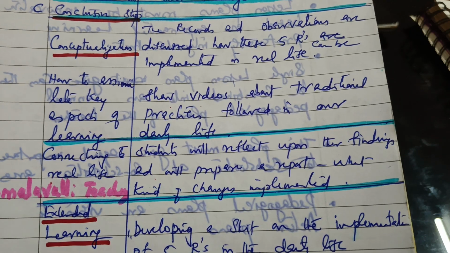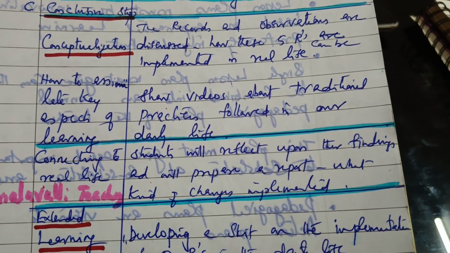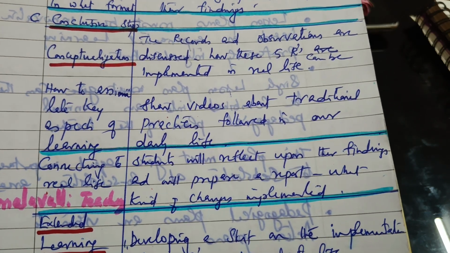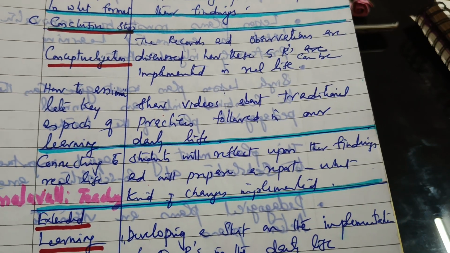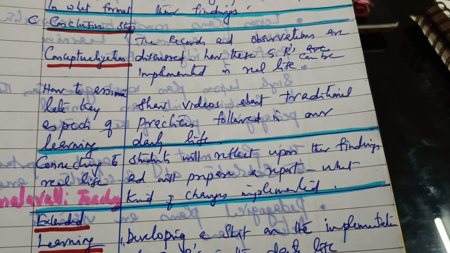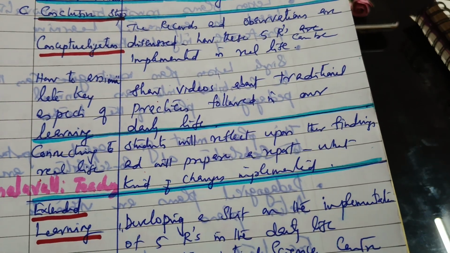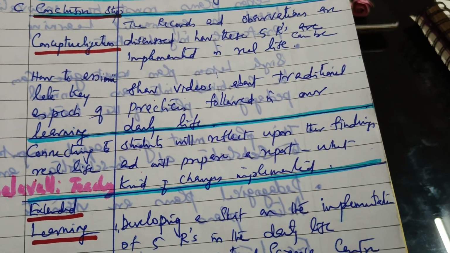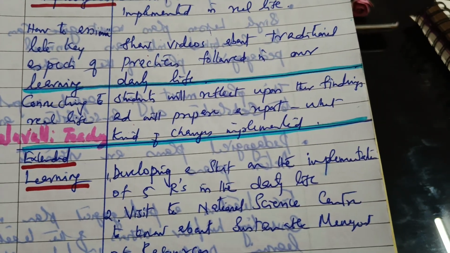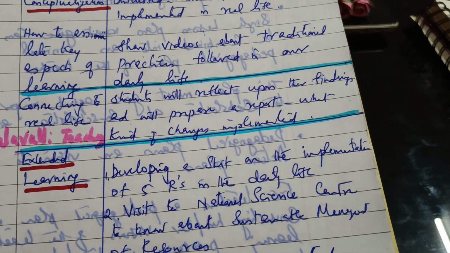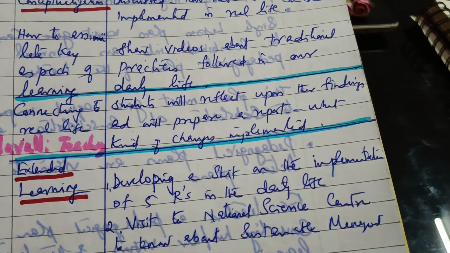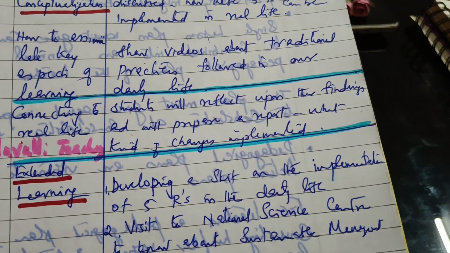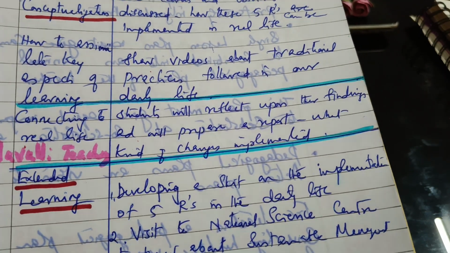So here, what were the traditional people doing about the waste products? Show videos about traditional practices followed in our daily life, then connect to real life. Students will reflect upon their findings and will prepare a report. Based on their findings, they will prepare a report on what kind of changes should be implemented.